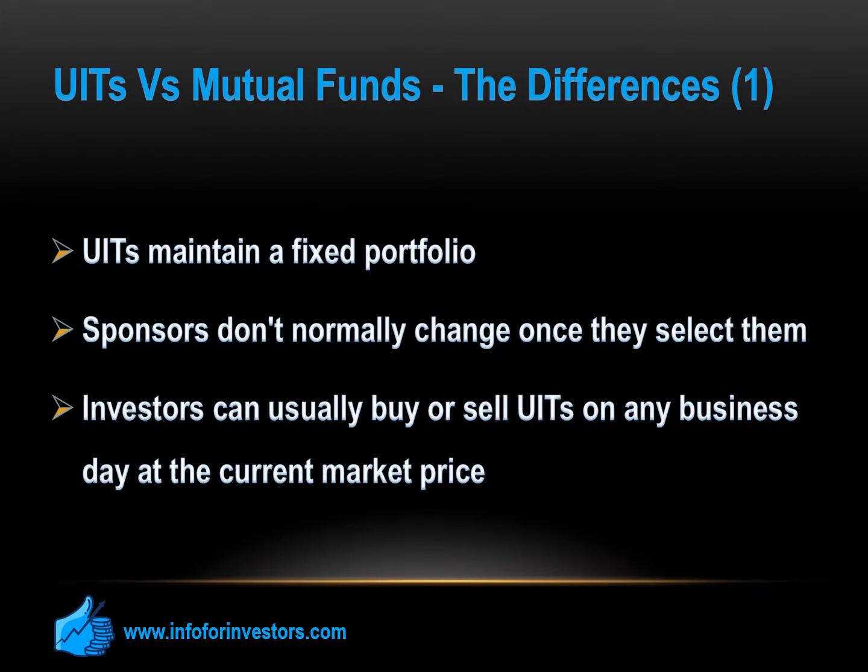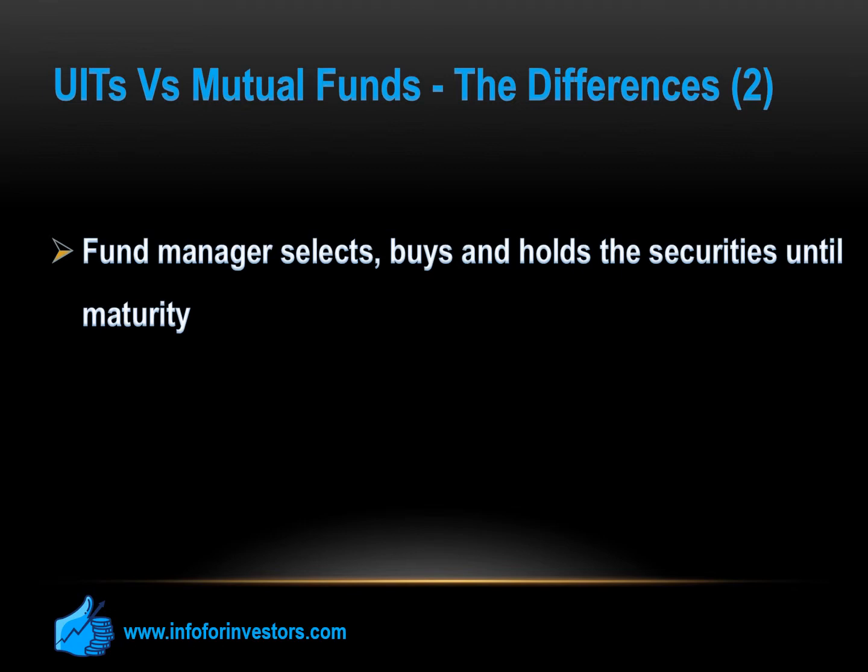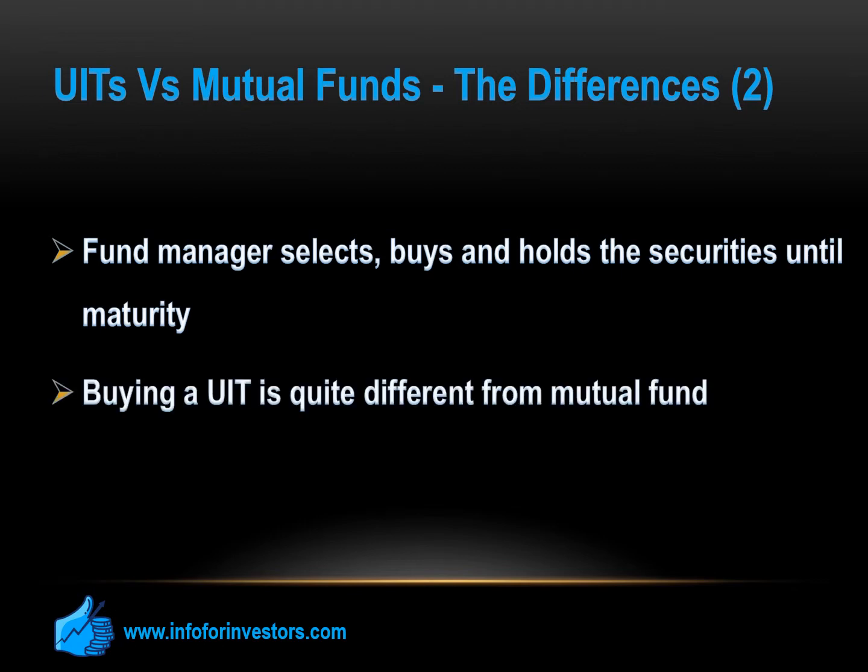Investors can usually buy or sell UITs on any business day at the current market price. This price could be greater or lesser than what the investors originally paid for them. In mutual funds, the fund manager actively trades the securities in the hope of generating more income for the fund. In a UIT, the fund manager selects, buys, and holds the securities until maturity. Buying a UIT is quite different from buying a mutual fund. The management fees of a UIT are lower than the fees for a mutual fund.